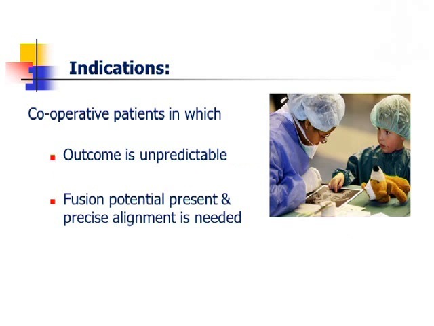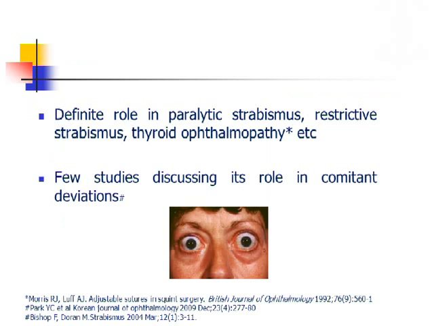It is basically indicated in any cooperative patient, especially if the outcome is unpredictable and we need a precise alignment, if fusion potential is present. Various studies have shown its definite role in paralytic strabismus, restrictive strabismus, and thyroid ophthalmopathy. But there are few studies which discuss its role in comitant deviation.